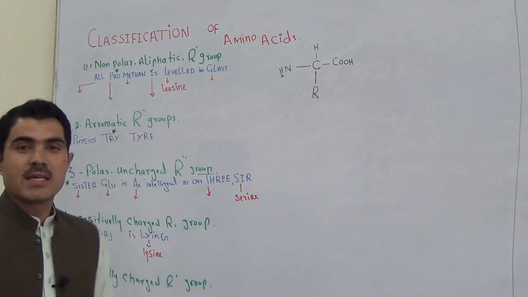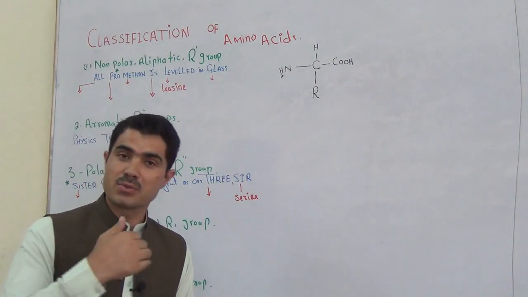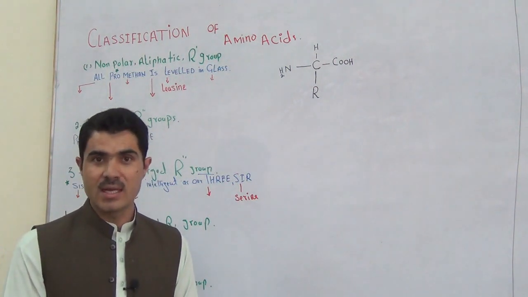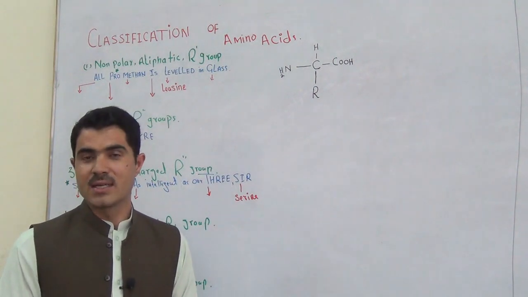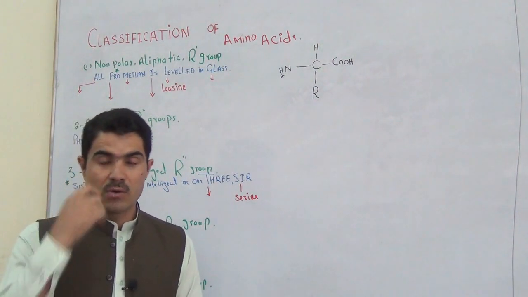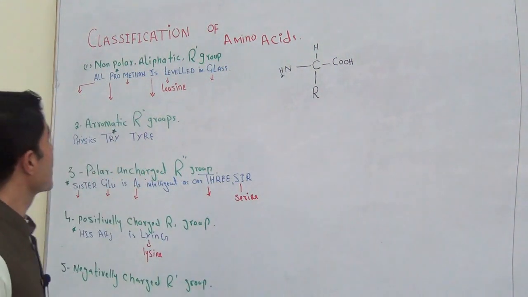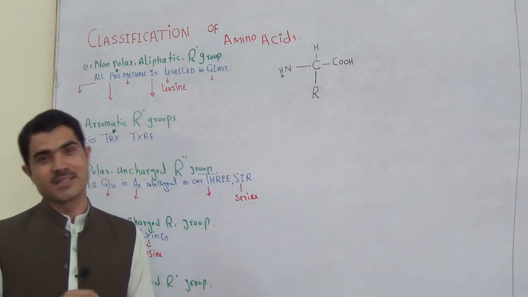In the previous lecture, that lecture was about the introduction of proteins and the definition of amino acid, and the optical properties of amino acid was in that lecture. Now, the next part of the lecture is the classification of amino acids, a topic on demand.